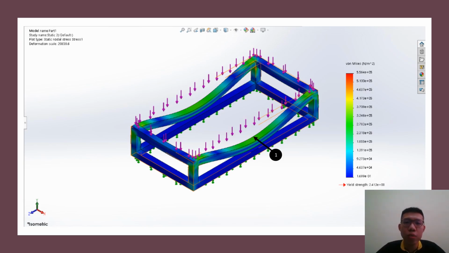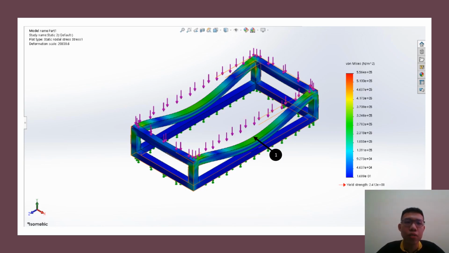Simulation analysis on the frame structure is performed. The frame structure of the beach cleaning machine is the most critical part, as many components such as the top roller, bottom roller, and wheel are attached to the frame. In the simulation analysis, a maximum 10 kg force is exerted on the top surface of the frame. Area 1 is the most critical part among the whole structure as it is facing approximately 2.782 times 10 to the power of 5 of stress. Overall, the frame structure is strong and solid as it did not exceed the yield strength, which is 2.412 times 10 to the power of 8.